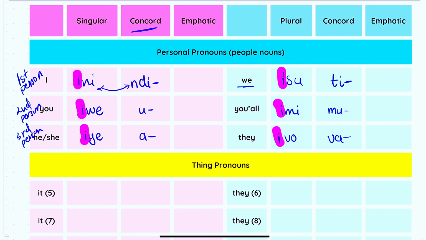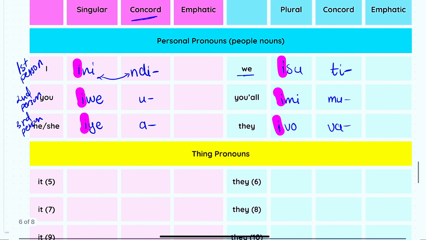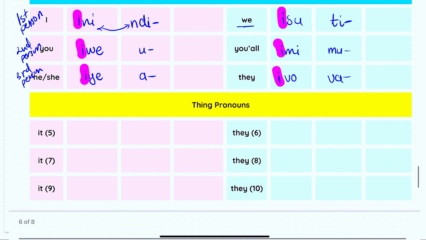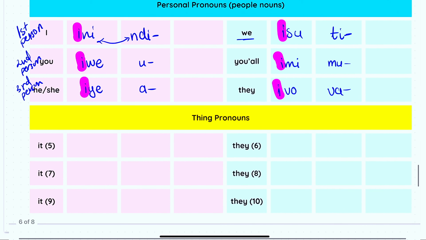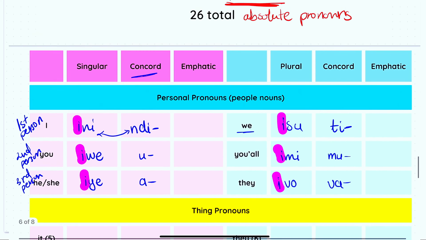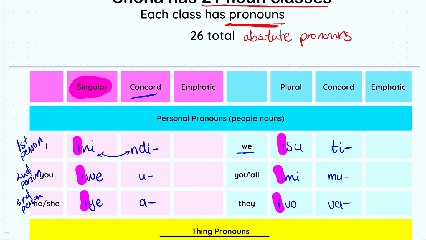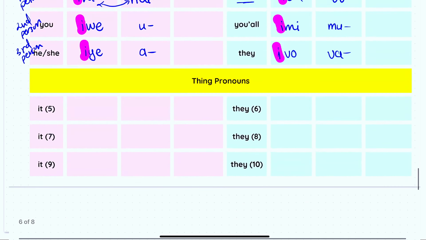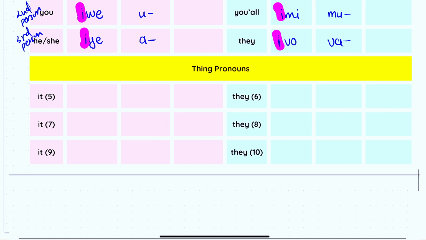Now, let's take a look at some things. We've gone through 6 absolute pronouns as well as their matching concord, also known as their matching prefix. So let's take a look at some pronouns for the other classes. I have chosen the 3 most common classes that you're going to come across, as well as their plural counterpart. Noun classes have a singular, and then there's a plural counterpart class. It, in class 5, is iro.